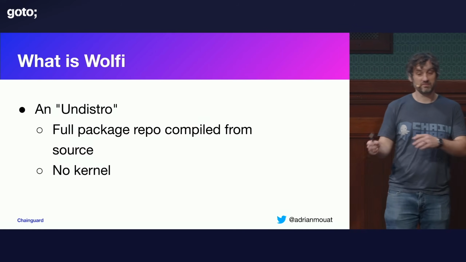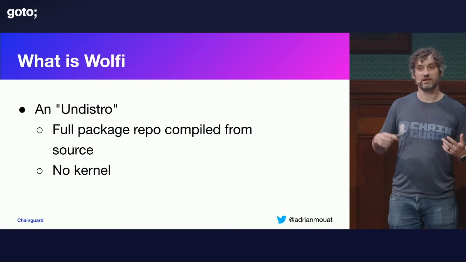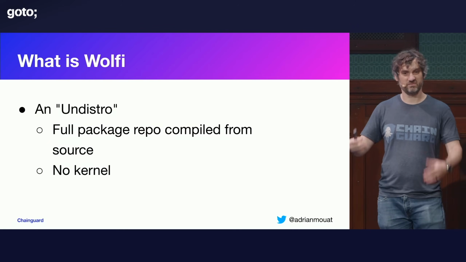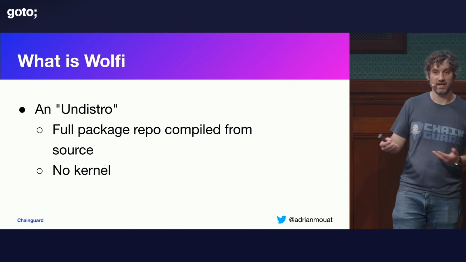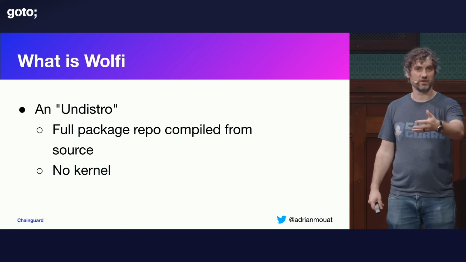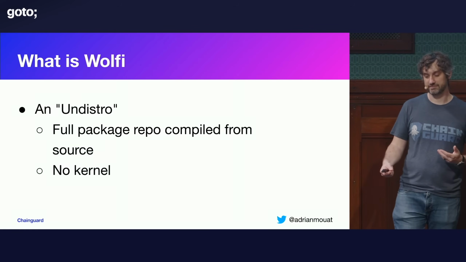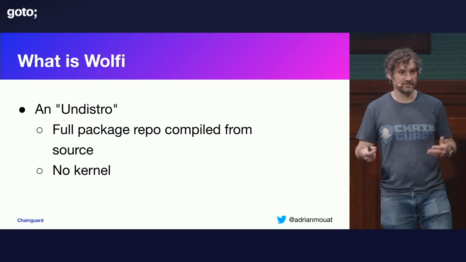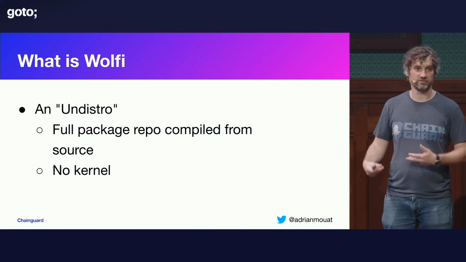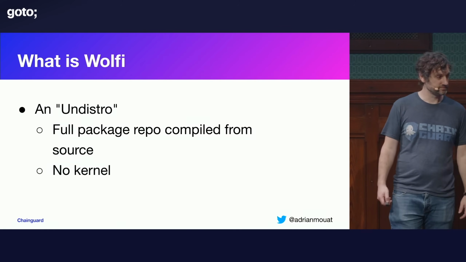First thing to point out, we sometimes call Wolfi an undistro. It's not really a full Linux distribution because we don't ship the kernel. Most of you are probably aware how containers work: when you run docker run, you're using the kernel from the host, or you're using the kernel from a VM. But the container itself doesn't have the kernel inside it. So in Wolfi, there's no kernel. It's really just a package repository full of packages that we've compiled from source. And that's why we call it undistro.